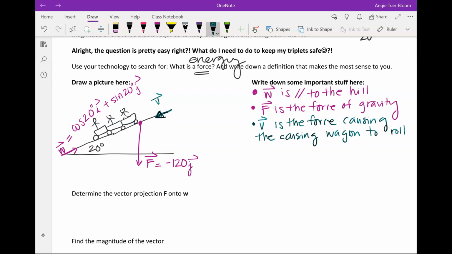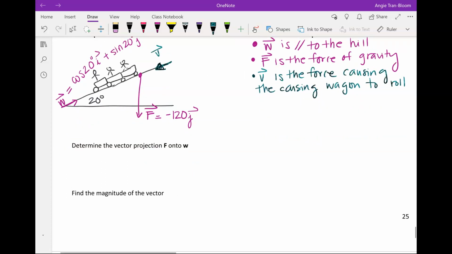So negative V would be the force preventing it from rolling. So that's how vectors are used to manipulate this. Okay, so we've got everything spelled out. We're going to do the math way first. Determine the vector projection of F onto W.